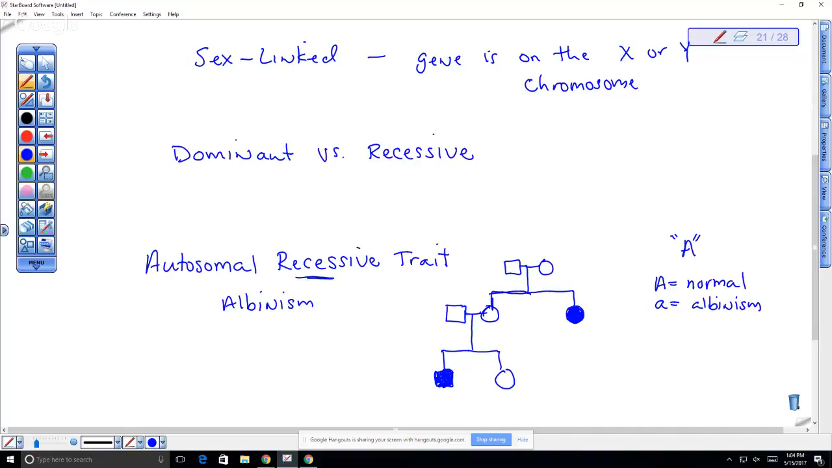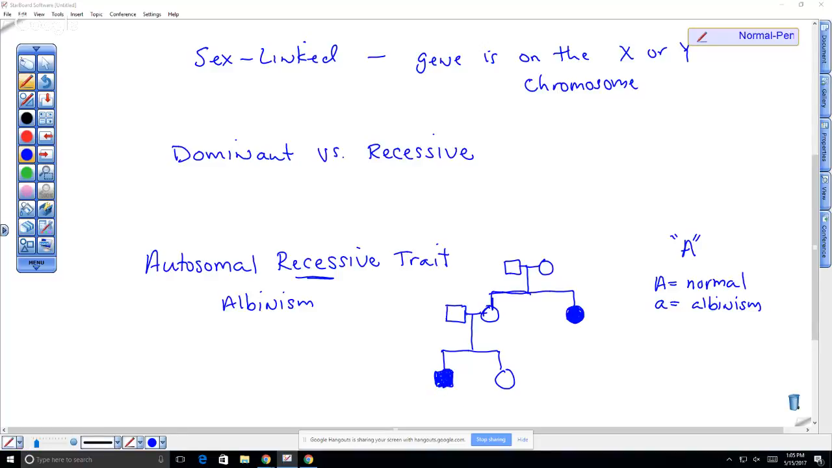Big A, big A? No. Little a, little a. Okay. Homozygous recessive, that's a little a, little a. Let's write that over again.